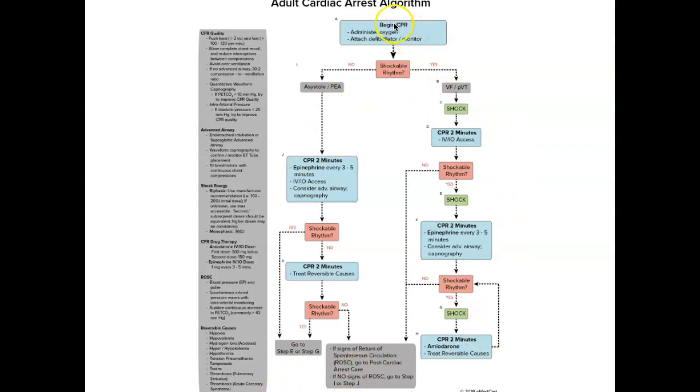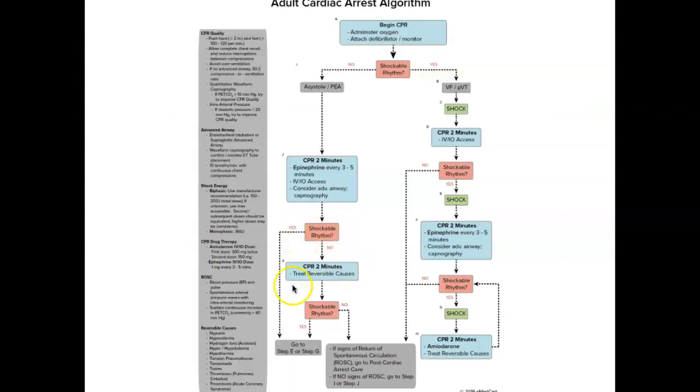So let's go up here. And what if you look at your rhythm and it's not shockable? So you go over to here. Okay, so is it an asystole or a pulseless rhythm that we can't really tell what it is? And you haven't learned that rhythm, so I'm not going to go into detail about that rhythm. But what if it's asystole? Well, you'll still do CPR for 2 minutes and give epinephrine. Make sure you have your IV access. Consider advanced airway. Is it a shockable rhythm again?